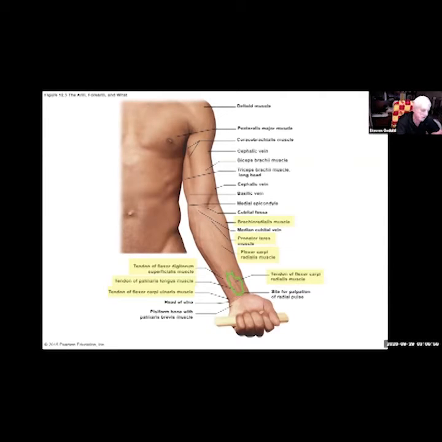The other tendons you can see on the side of it are the tendon of the flexor digitorum superficialis muscle, the tendon of the palmaris longus muscle, and the tendon of the flexor carpi ulnaris muscle. But the big one that you see every time you flex, it pops out, is your flexor carpi radialis, the tendon of that muscle.